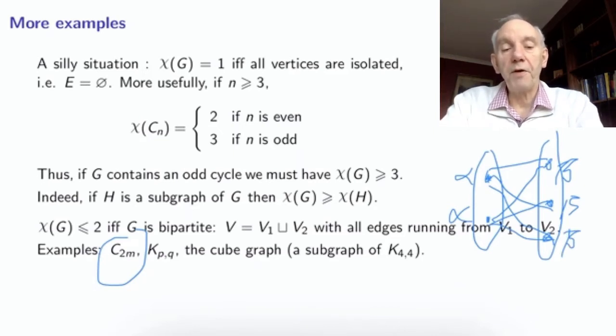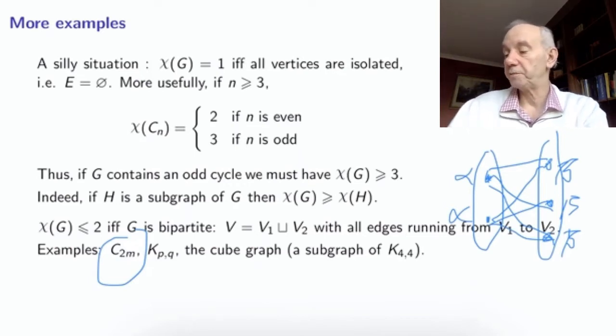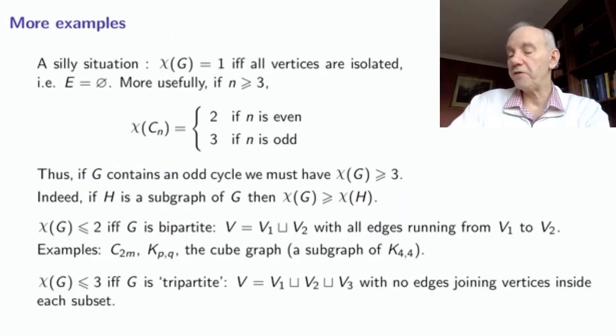And also another well-known example is the cube graph, the graph formed by the edges and vertices of a cube. This is actually a subgraph of the complete bipartite graph K44. I'm not going to draw that here because I'm going to talk about that in the next lecture. So those are bipartite graphs. One could go on in this way, actually.